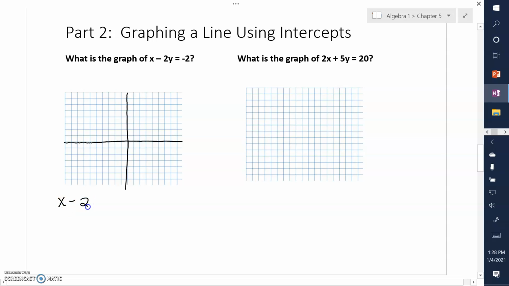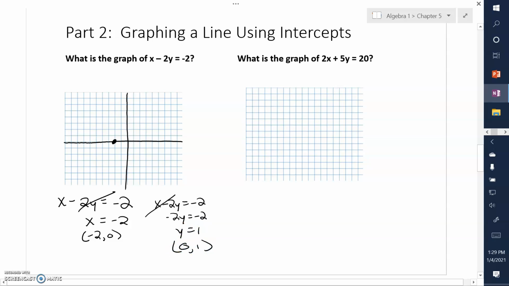So x minus 2y equals -2. I'm going to get the x-intercept, so plug in 0 for y. I get x equals -2. So I've got a point there at (-2, 0). Now let's get the y-intercept. X minus 2y equals -2. Plug in a 0 for x. I get -2y equals -2, or y equals 1. So we have a point at (0, 1). There's my 2 points. Now all you got to do is draw your line. Done.